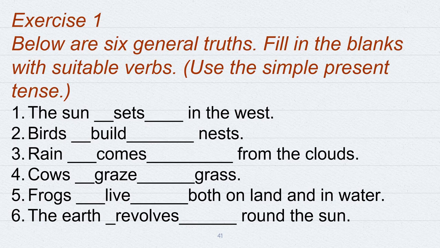Third, rain comes from the clouds. The answer is comes. Fourth, cows graze grass. The answer is graze. Fifth, frogs live both on land and in water. The answer is live. And sixth, the earth revolves around the sun. The answer is revolves.